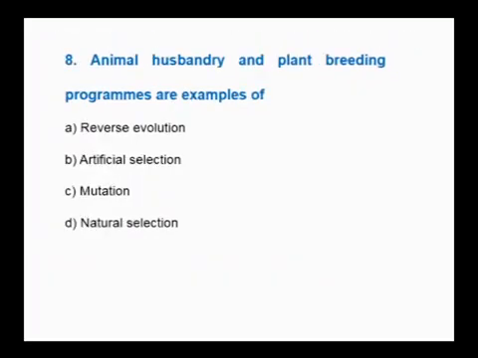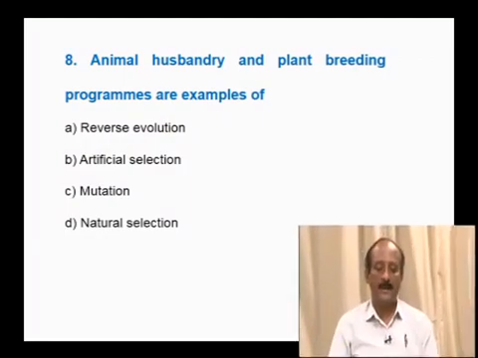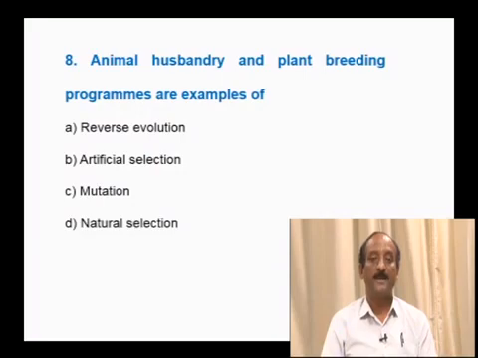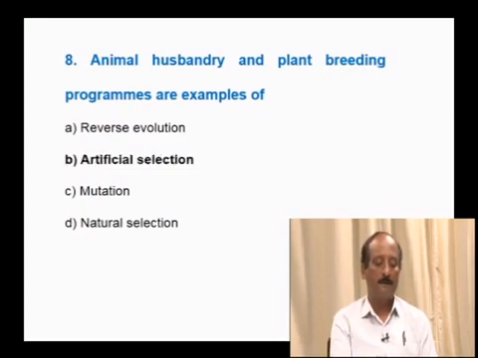Question number 8. Animal husbandry and plant breeding programs are examples of reverse evolution, artificial selection, mutation, natural selection. Now, the development of new hybrid varieties of animals through animal husbandry and obtaining new plant varieties through several breeding programs are all artificial techniques carried out by human beings. Hence, animal husbandry and plant breeding programs are the best examples of artificial selection.